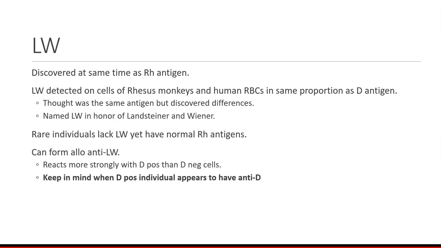Individuals can form allo anti-LW, and one of the key characteristics of this antibody is that it will react more strongly with D pos than D neg cells. Keep in mind when a D positive individual appears to have anti-D. In my entire career, I've only seen one, and it was really, really cool because the person appeared to be D positive, yet they had this really potent anti-D. And so, again, a lot of research done, and I think we eventually sent it off to a reference lab for confirmation.